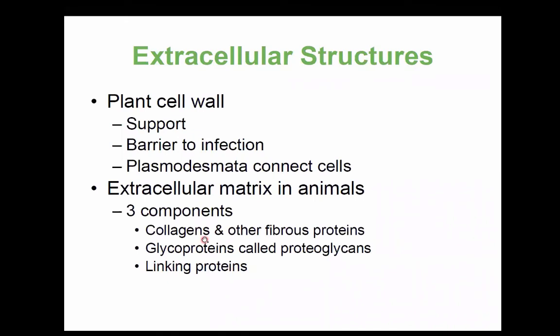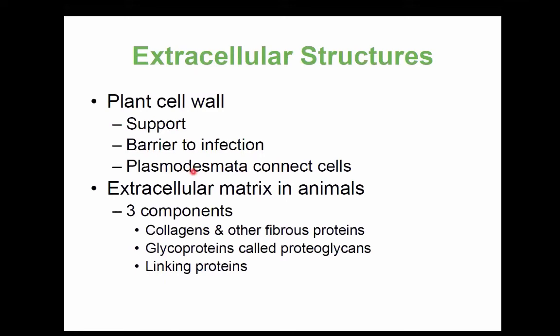As you see, cells are highly organized, but the organization goes beyond the internal structure of the cell. The cell's exterior is also highly organized. There is almost as much story about the extracellular structure as there is of internal cellular organelles. For plant cells, outside of the cell membrane, there is a strong cell wall. This cell wall provides support. It's a barrier for infection. Plant cell walls are studded with small holes called plasmodesmata, and these plasmodesmata help connect one cell to the adjacent cell.